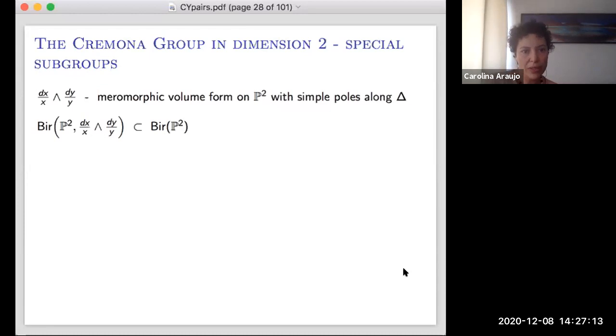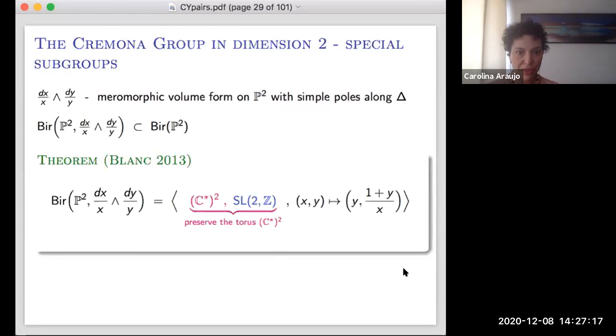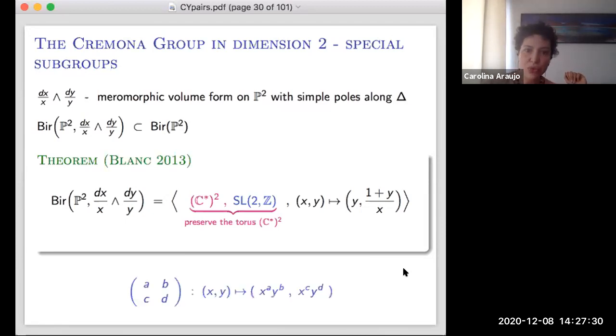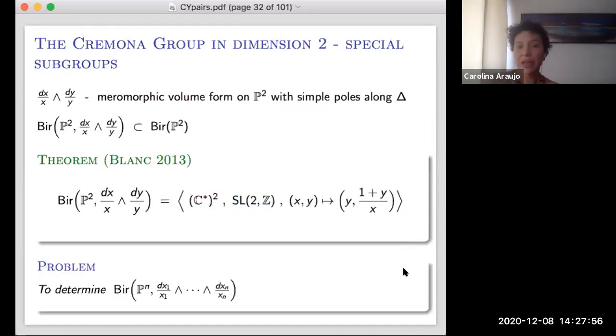And so this group was described by Blanc in 2013. So he shows that there's this part of the group, the part to the left, which preserves the torus. So this is just the torus acting by translations, and this SL2(Z), which acts by monomial transformations. And then there is this one element, a Cremona transformation of order 5, that you have to add to this to actually get the full group of symplectic transformations. So here I would like just to point out an open problem, which is to generalize this description to higher dimensions. As far as I know, it's still unknown what the group of Cremona transformations of Pn is that preserve this natural volume form.